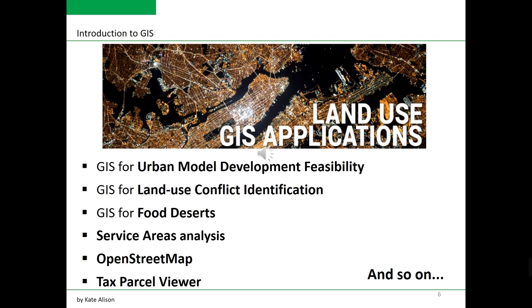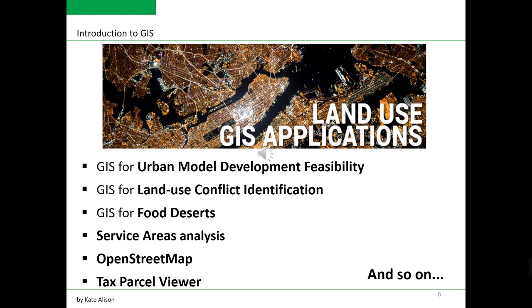GIS is also used to empower decisions in land use planning and management. It is one of the most prominent applications of GIS. Some examples of such applications are the following. We use GIS for urban model development feasibility. We can use GIS for land use conflict identification modeling. For food deserts, for example, GIS is used to assess access to grocery stores in low-income areas by incorporating information such as sidewalks, bicycle lanes, and public transport.